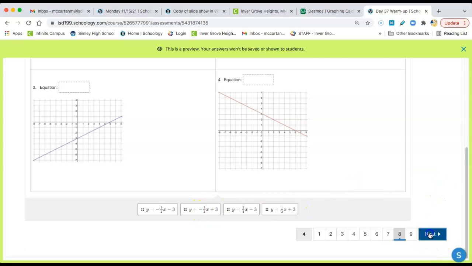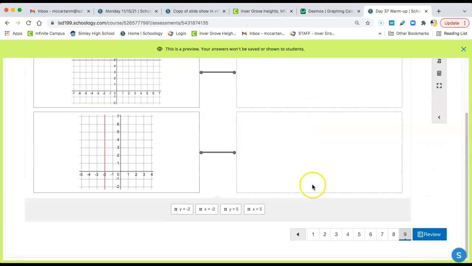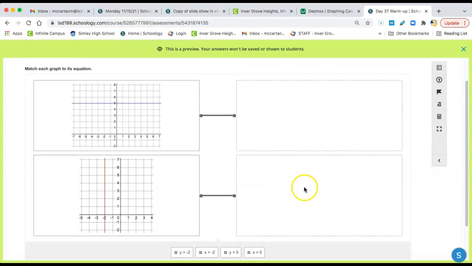Last one. I think you guys know this. This has a slope of 0. This is telling you that y always equals 5. Where this one here is telling you x always equals negative 2. That's what that's saying.